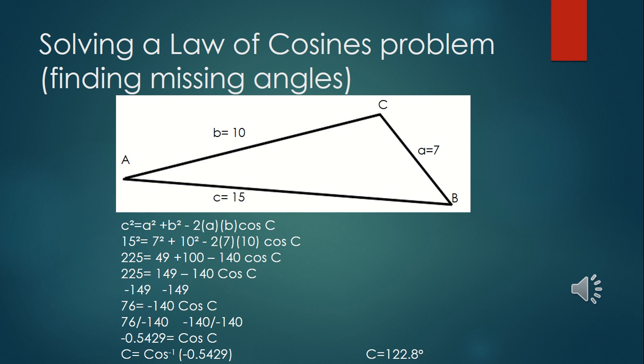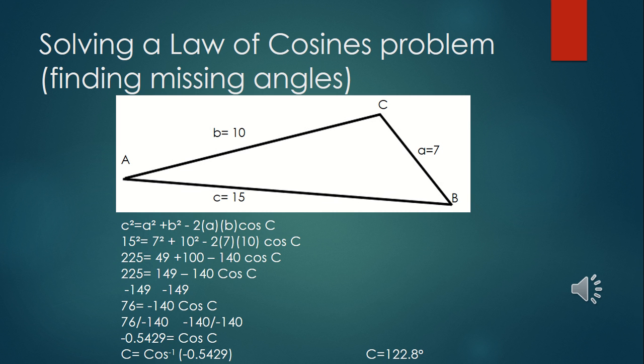That'll give us 76 equals negative 140 times cosine C. So we just subtracted 149 from 225. At this point, we want to divide negative 140 out of there so we get cosine C by itself. So we're going to divide 76 by negative 140 and then negative 140 by itself. And there we get negative 0.5429. You're going to get some crazy answer, and it's going to equal cosine of C.